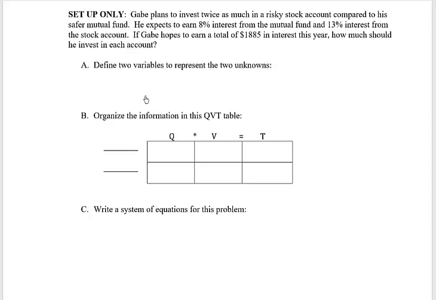Well, again, just like the last time, if we're going to use algebra to help us to solve this, we need to define a couple of variables. Where's the question? I think it comes right at the end. How much money should he put in each place? So I need one variable for the money that goes in the stock, and I need another variable for the money that goes in the mutual fund. I think I'll go ahead and use S to represent the stock money, and then let's use M to stand for the mutual fund money.